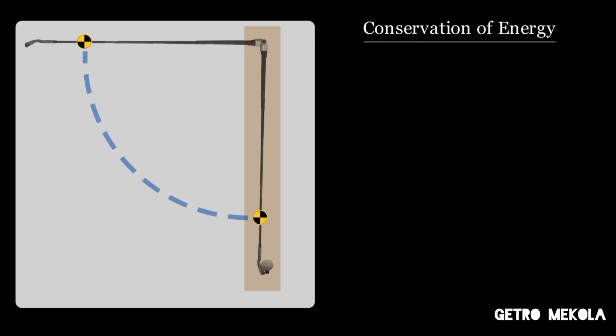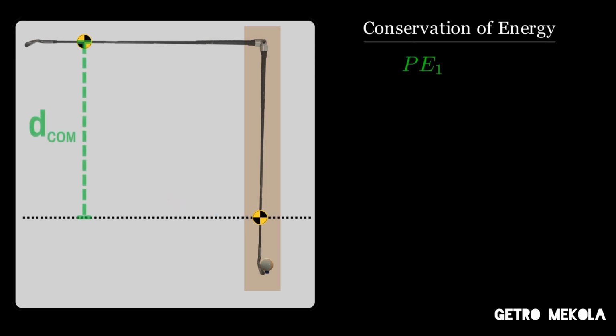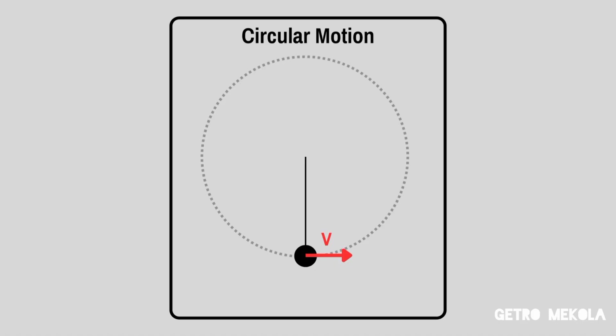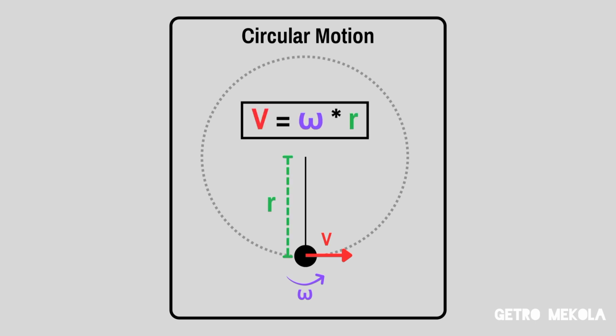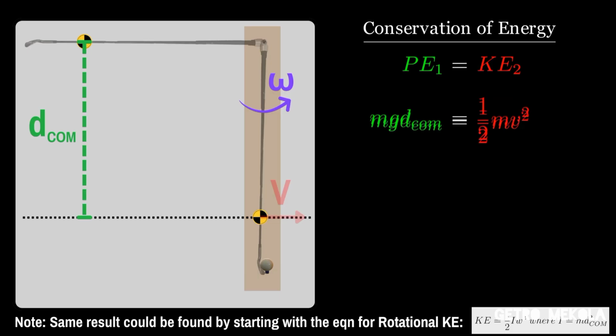concentrated at this point. Setting the lowest point to be y of 0, the club's center of gravity starts at 0.76 meters, and that potential energy can be converted into linear kinetic energy, which is 1/2 mass times velocity squared. The linear velocity for circular motion is equal to the angular velocity, aka the rate the object is rotating, times the distance from the point of rotation.